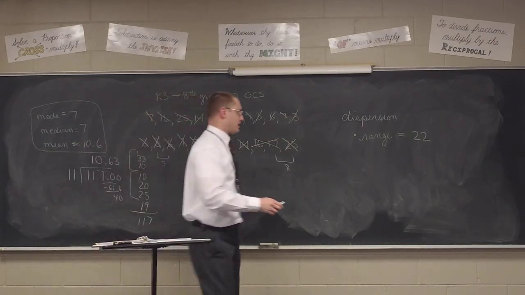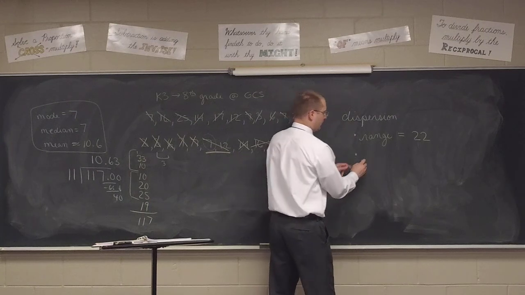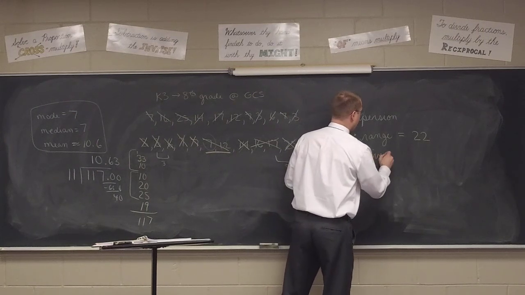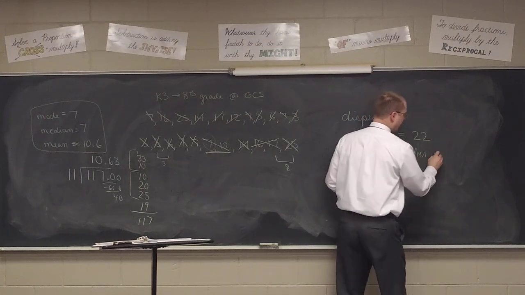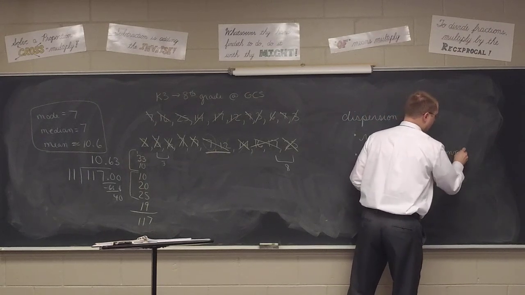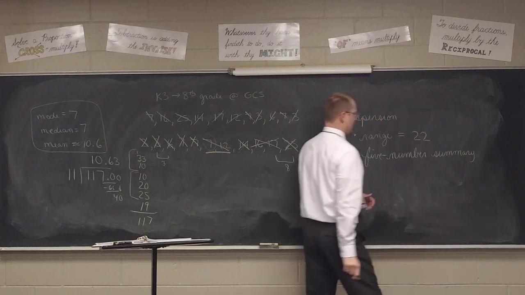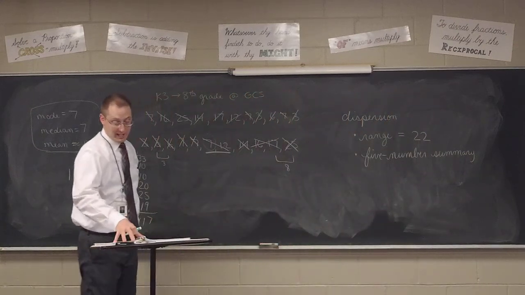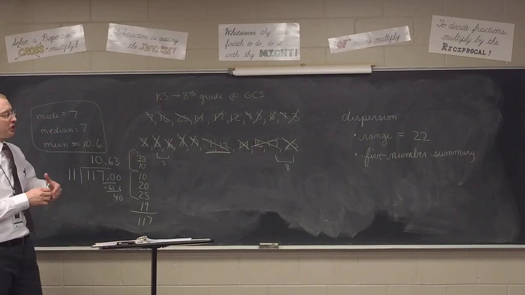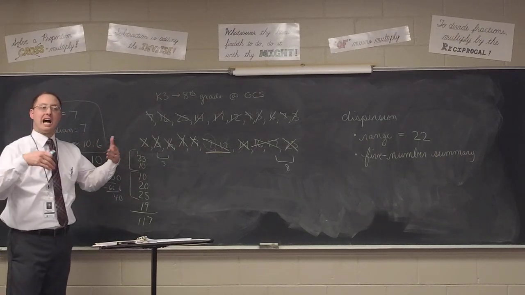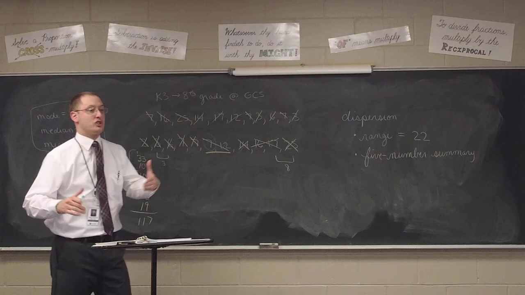So the range is one thing. There's another thing that we're going to look at today. This is the focus of our lesson. It's what we call a five-number summary. Now, the range is great for pointing out outliers, but a five-number summary kind of shows the dispersion throughout the entire group. How dispersed is the entire group?